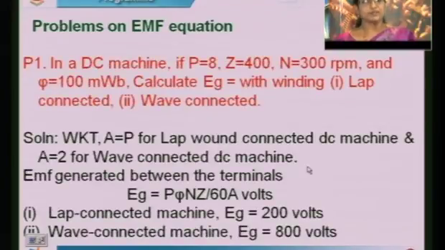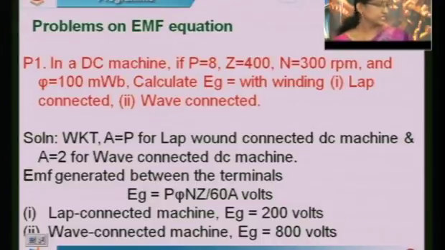Now, we will solve some problems on this EMF equation. In the next class, I am going to teach you how exactly the DC machines, that is, the field winding and armature winding, are connected depending on the classification of DC generator. Before going to that, we will solve some problems on the EMF equation.